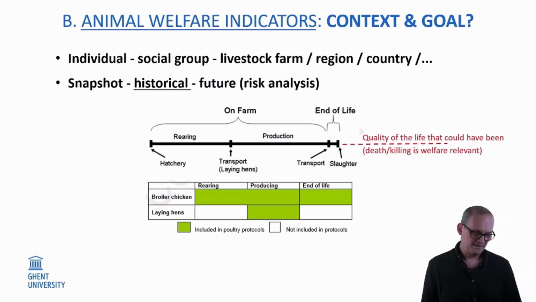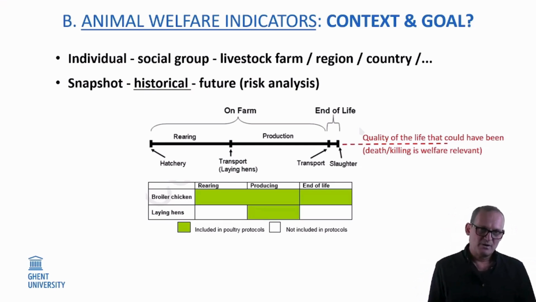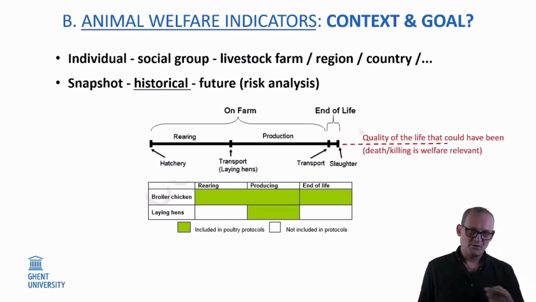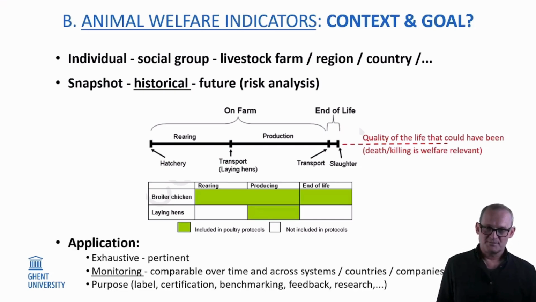So we have to make it clear also for which stage of the production we want to do an animal assessment. For example, in the Welfare Quality protocol, they state clearly that for the broiler chicken protocol, you go from the rearing, the producing, and the end of life stage. Whereas the laying hen protocol does not include the rearing phase, also not the end of life phase, but only the period during which they are producing eggs. So it's very important to be very explicit about the context and the goals of your welfare assessment.